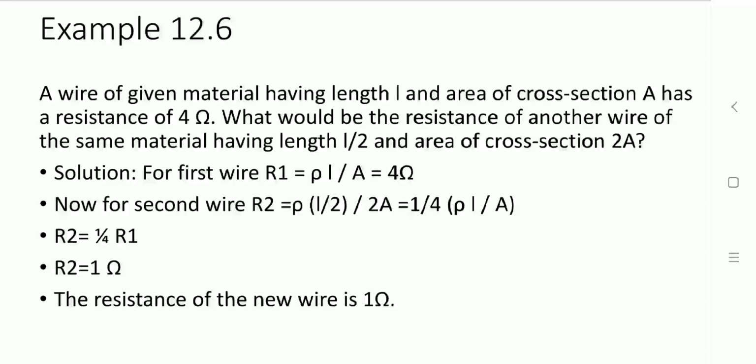Second case in which L is reduced by half, area is increased double. So place the value for the resistance value. So we are having 1 by 4th rho L by A. So R2 is nothing but 1/4 of R1. So R1 is already given, 4 ohm. Place its value. So 1 by 4 into 4 ohm. So R2 is 1 ohm.